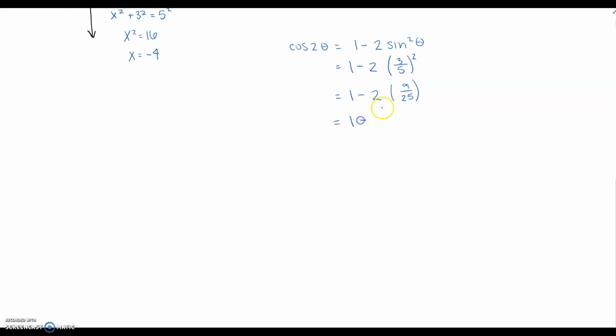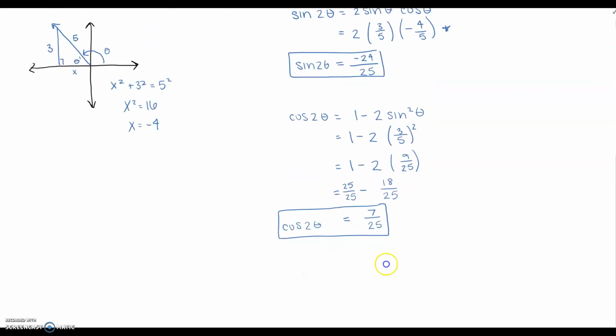Keep going. 2 times 9 is 18. Remember, you just multiply the numerators. And then I could actually rewrite this because you don't need a calculator. Don't let yourselves get super rusty. And 25 minus 18 is 7. And this will work using any of the cosine identities. You just need to choose one and stick with it.